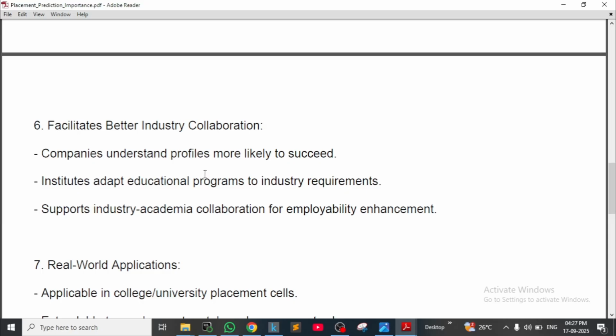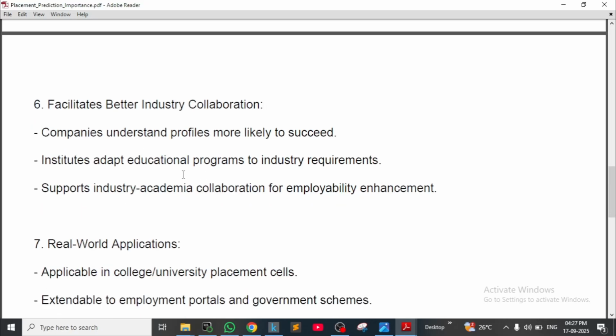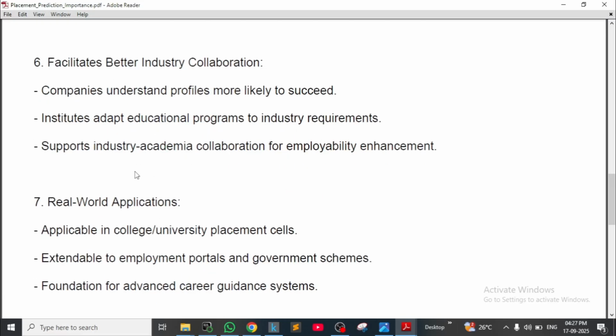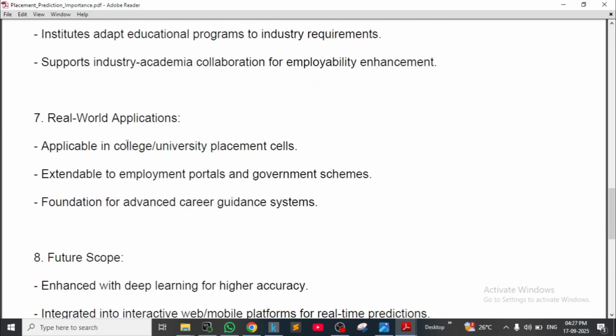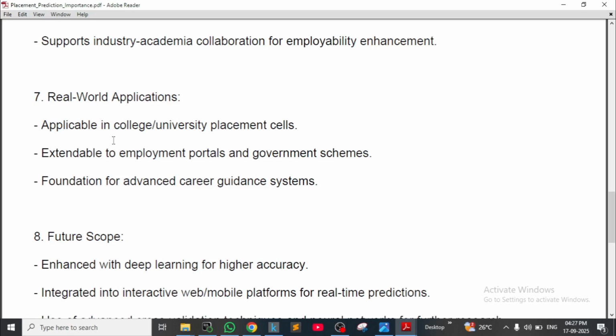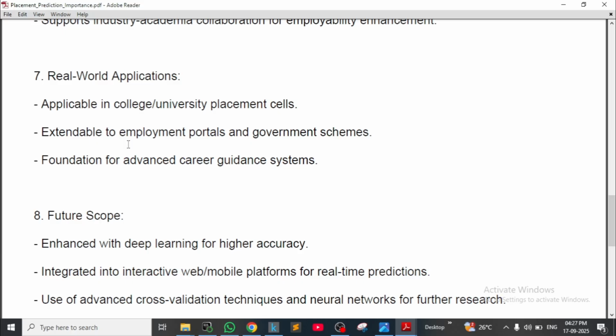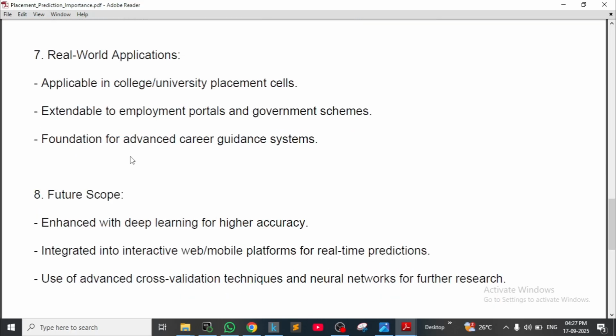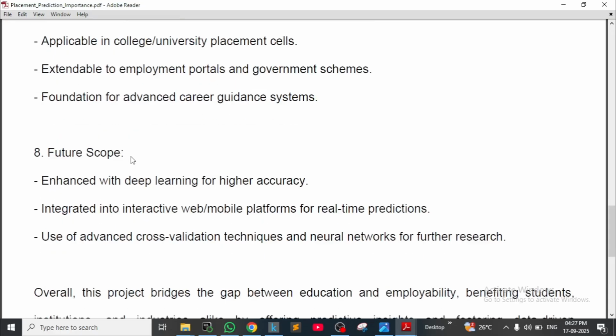Coming to facilitating better industry collaboration: companies understand profiles more likely to succeed, institutes adapt educational programs to industry recruitment, and it supports industry-academia collaboration for employability enhancement. Coming to real world application: applicable in college and university placement cells, extendable to employment portals and government schemes, and a foundation for an advanced career guidance system.